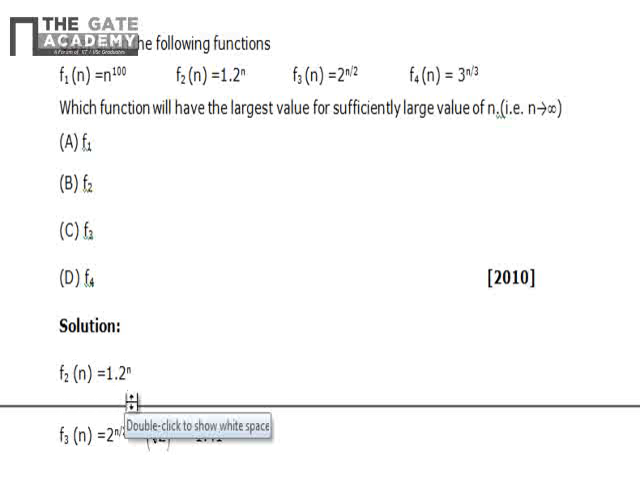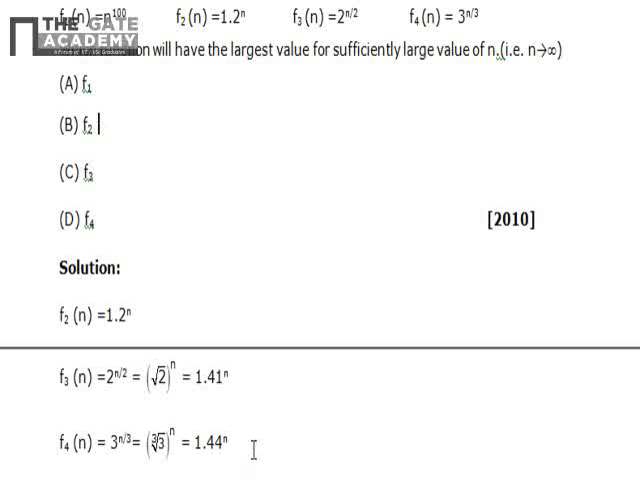And f3(n) is 2 raised to n by 2, that means the square root of 2 raised to n, that means 1.41 raised to n. And f4(n) will be the cube root of 3 raised to n, that means 1.44 raised to n. That means if we compare f2, f3, f4, irrespective of the value of n, because n is tending towards infinity, the value of the fourth function, 1.44 raised to n, will be highest.